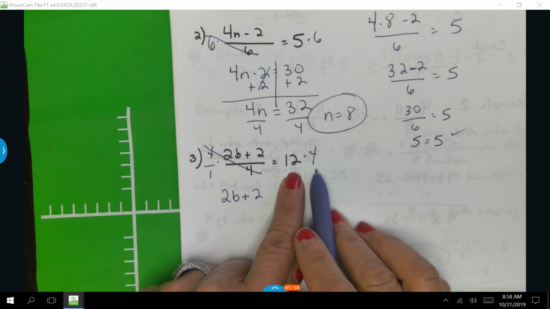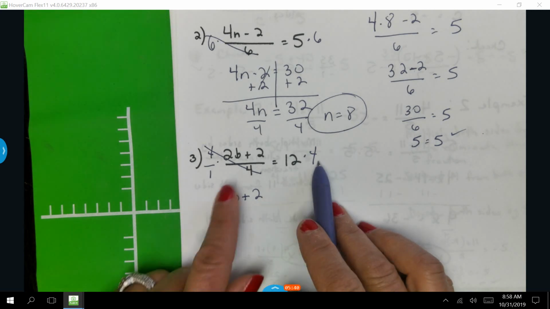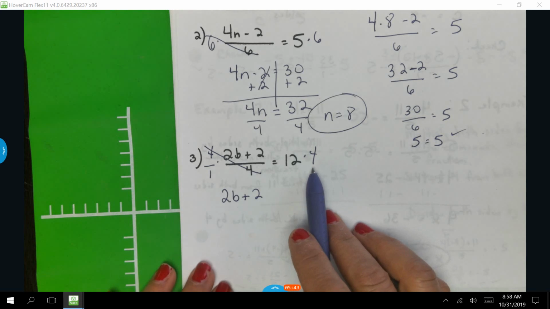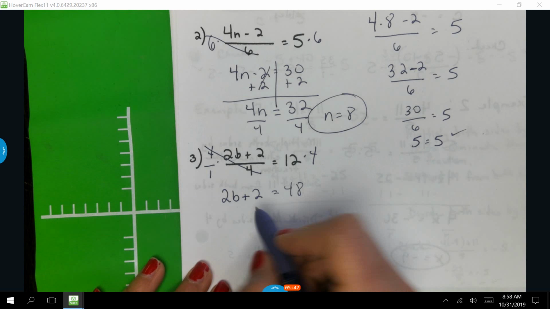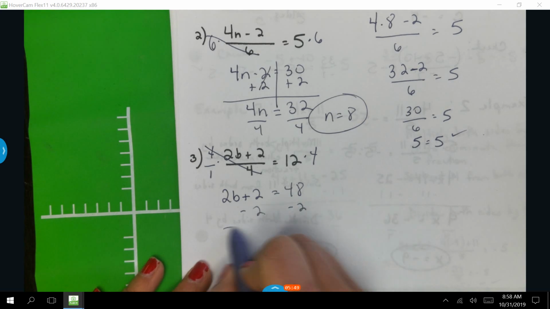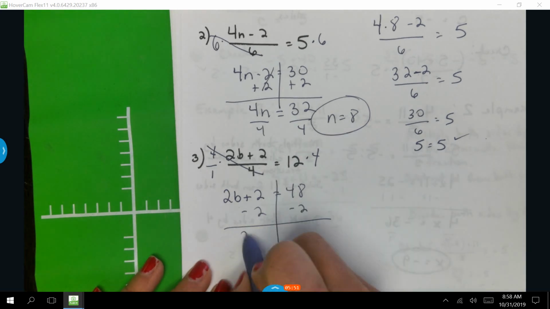Don't forget to multiply the other side. Some people just drop the denominator and forget to multiply this side by whatever the denominator is. You have to do that part or your answer will not work. You would discover that when you go to do your check, though.